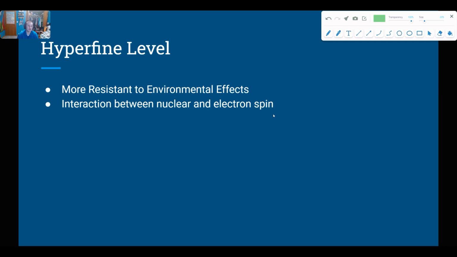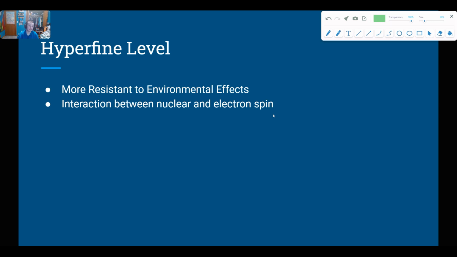And the idea behind these base units is that you want to be able to apply the definition anywhere in the universe is the goal. And having the magnetic field dependence would throw that out the window. So that's why we don't use something else, and we use this hyperfine transition.